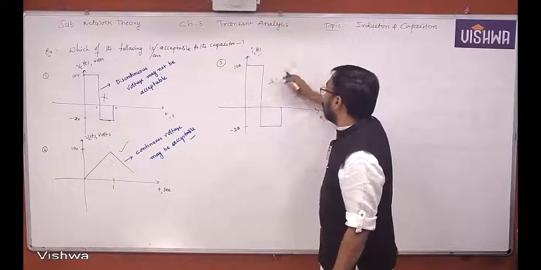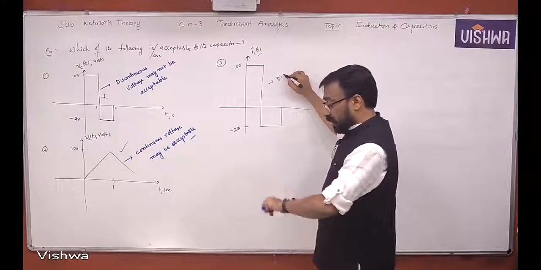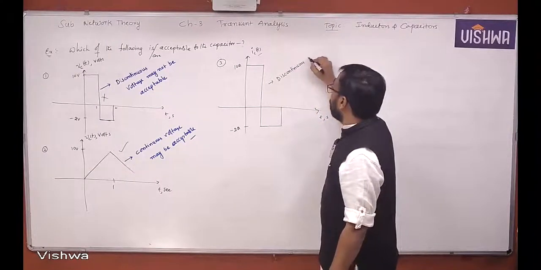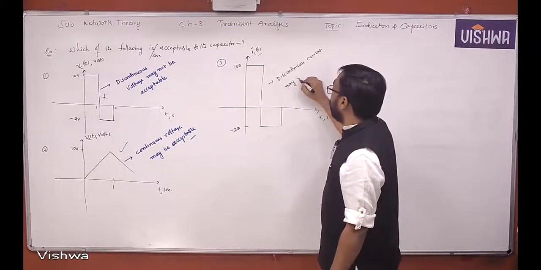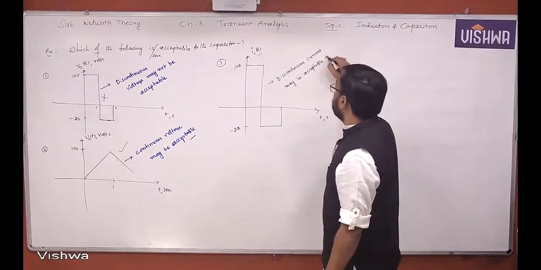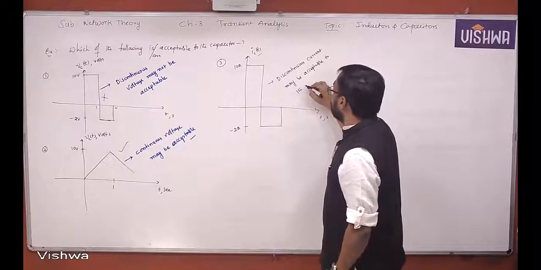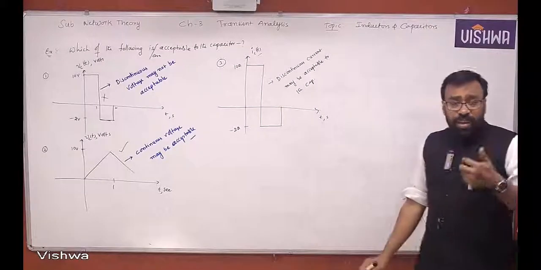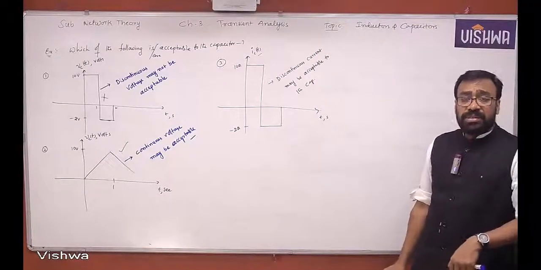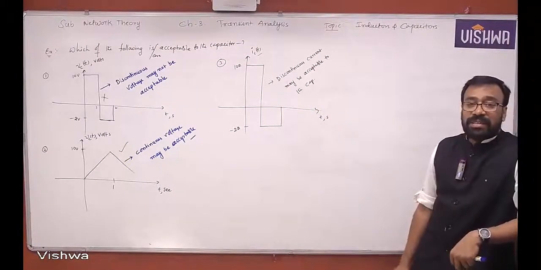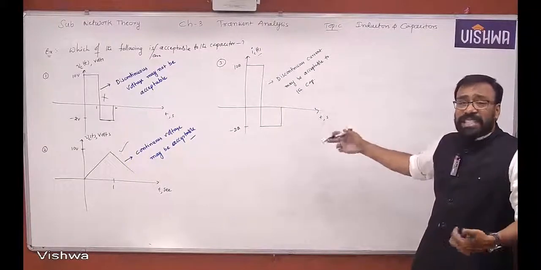Here it is discontinuous current, and it may be acceptable to the capacitor. Understand all of you, okay? Discontinuous voltage may not be acceptable to the capacitor. Again, that is also acceptable if you are able to send infinite current to the capacitor. Discontinuous current may be acceptable all the time.